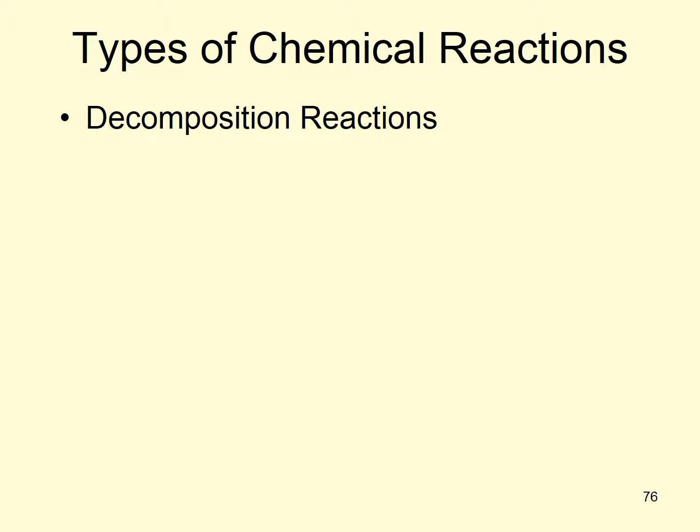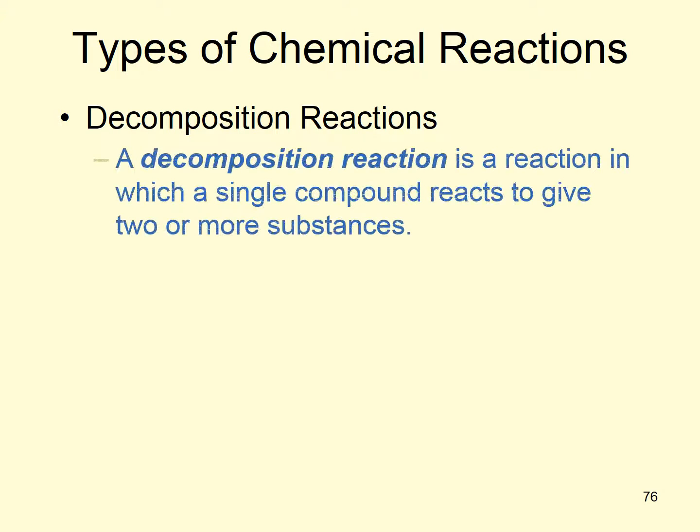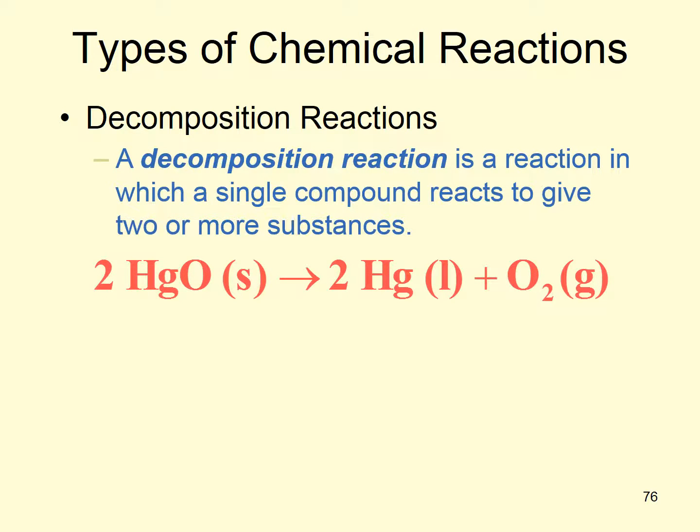The second kind of reaction, a decomposition reaction, is one where, just like the name implies, a single compound reacts to give two or more substances. In other words, one thing is breaking down into two or more things. An example is mercury oxide. As a solid, it can break down into mercury metal and oxygen gas. This is considered a redox reaction.